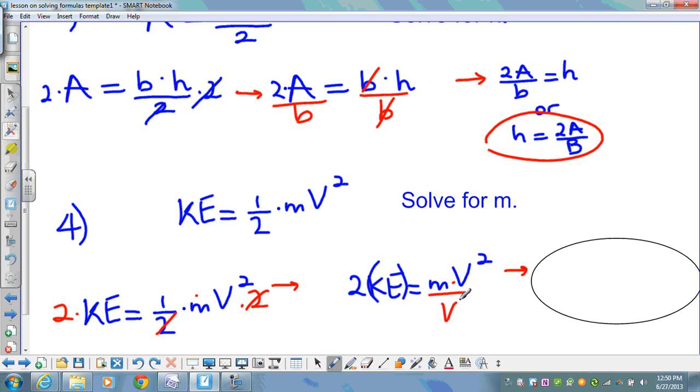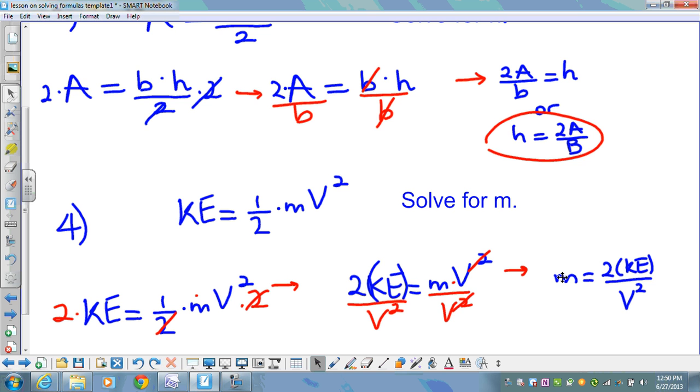So divide this side by v squared and that side by v squared. Again, the v squares cancel. So our answer will be m equals 2 times kinetic energy divided by v squared. So once we clean out the v squares on the right hand side, which already canceled, that's the answer as we see.